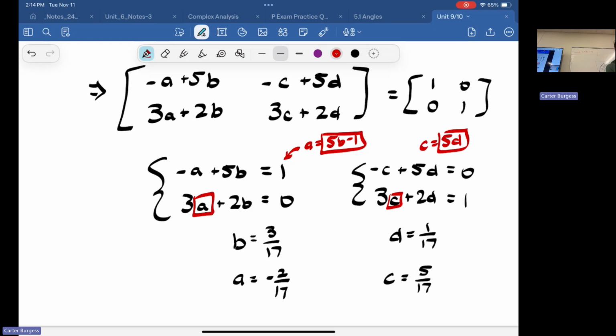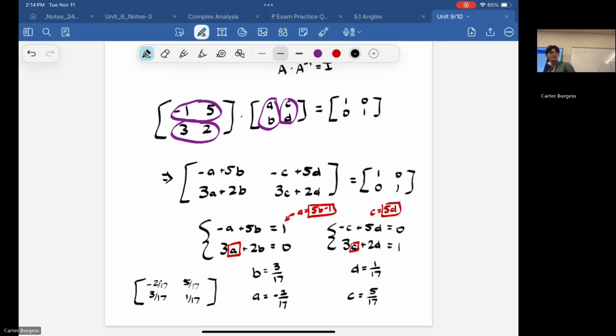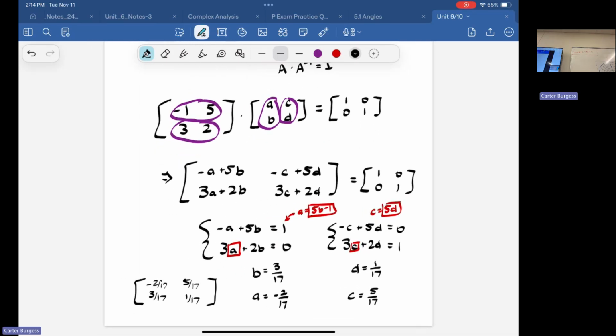And so our inverse matrix here, we said A, then B, C, then D. This is -2 over 17, 3 over 17, 5 over 17, and 1 over 17. Questions? Finding matrix inverses.